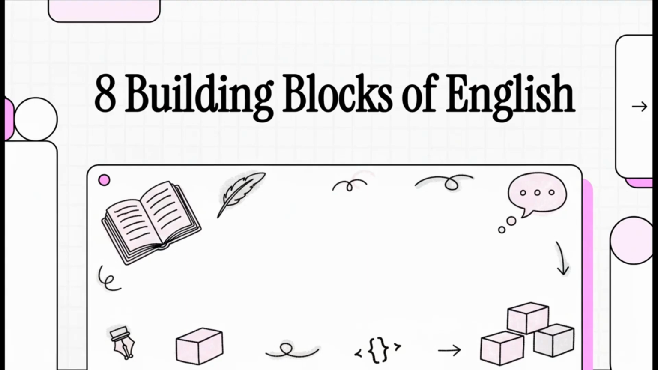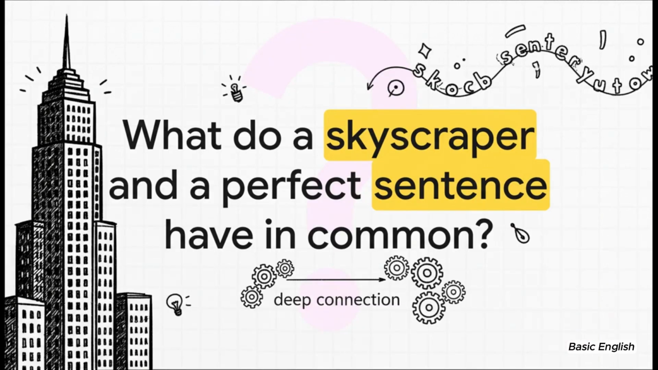Welcome to the Explainer. Today, we're going to dig into the very DNA of the English language. Yeah, we're talking about the core building blocks that let us take simple words and turn them into powerful ideas. I know. It's kind of a weird question, right? You've got this huge physical thing on one side and then just a bunch of words on the other. But trust me, there's a really cool connection here hiding in plain sight.